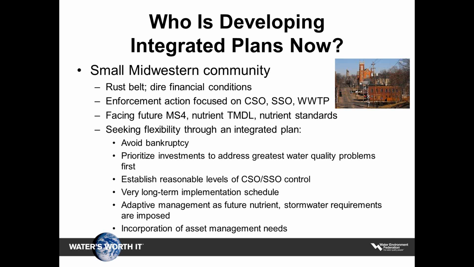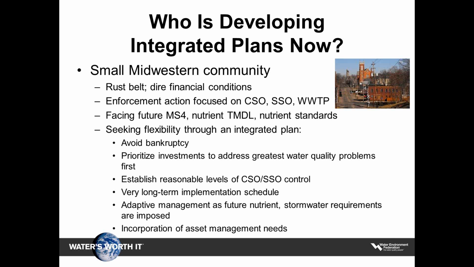Those elements will not necessarily be part of the negotiated consent decree, but they will be part of the community's integrated plan. So the reason that this community considered integrated planning is to find some additional flexibility as they negotiate their enforcement action. They want to be able to prioritize investments to address their greatest water quality problems first. They want to establish reasonable levels of control for their CSO and SSO.